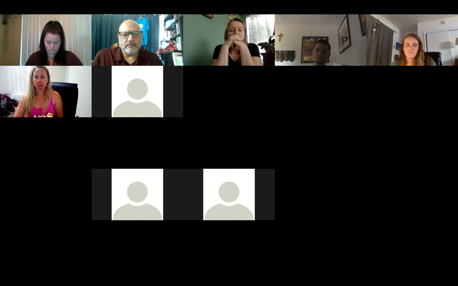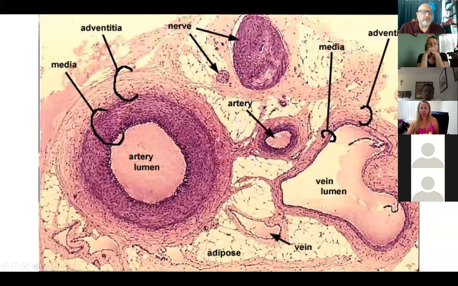So I found this on the almighty Google. Obviously, I wouldn't use this on an exam because it has all the labels on it, but it does a nice job of showing this. Notice we have a larger lumen in the vein, a smaller lumen in the artery, and a much, much larger muscular wall. So the tunica media is much, much larger in the artery and much, much smaller here. The adventitia is a little bit larger here, a little bit smaller here, and again, it can vary.